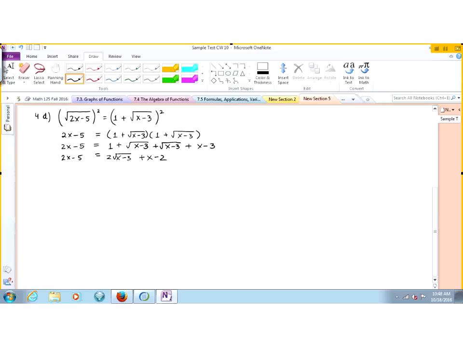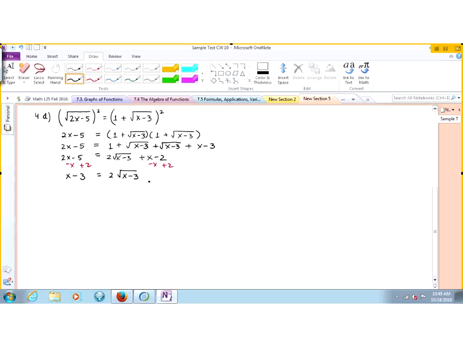So what next? Yeah, we combine like terms. We isolate the 2 square root of x minus 3. So what do I do now? Yes, minus x plus 2. That's right. So this is x minus 3. And what about this? 2 times square root of x minus 3. Yes.